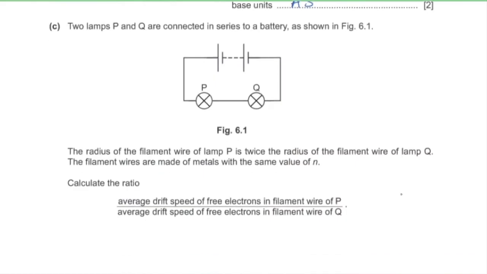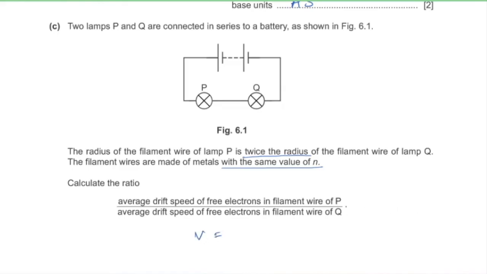Part C. Two lamps P and Q are connected in series to a battery as shown in figure 6.1. The radius of the filament wire of lamp P is twice the radius of the filament wire of lamp Q. The filament wires are made of metals with the same value of n, meaning the same number density. Calculate the ratio of the average drift speed of free electrons in the filament wire of P to the average drift speed of free electrons in the filament wire of Q.